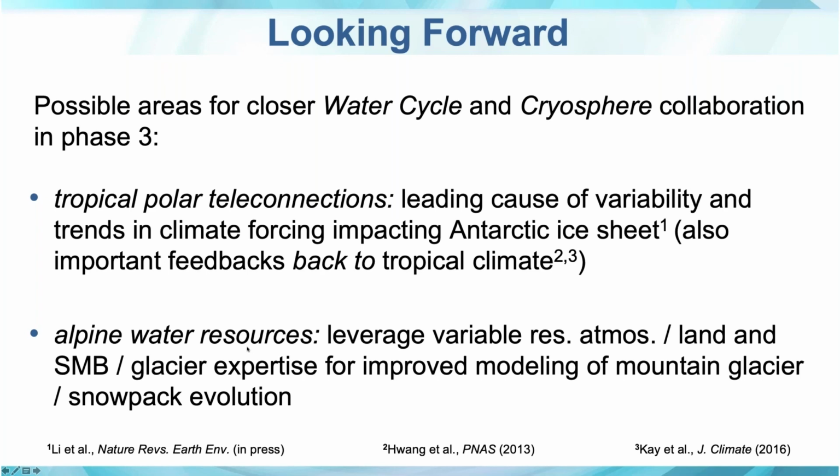And another area I think would be interesting is looking at alpine water resources and changes. This would allow us to leverage some of the high variable resolution atmosphere land capabilities and some of the new surface mass balance capabilities and interest in glaciers on the cryosphere side for improving projections of changes in mountain glacier and snowpack evolution and looking at their impacts on water resources. So that's all I have.